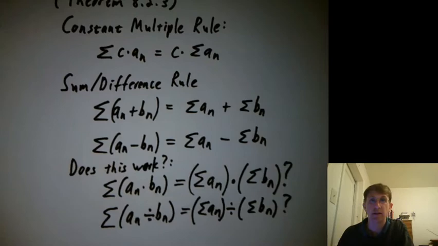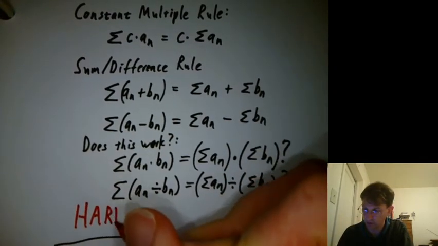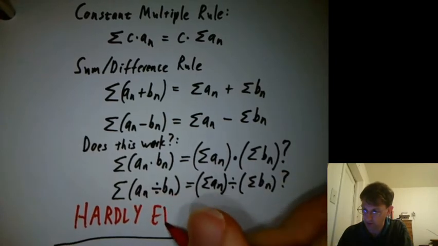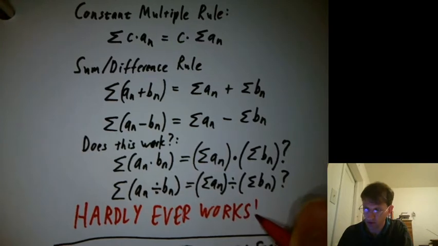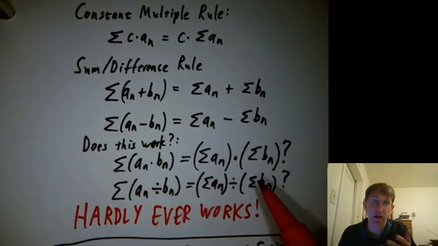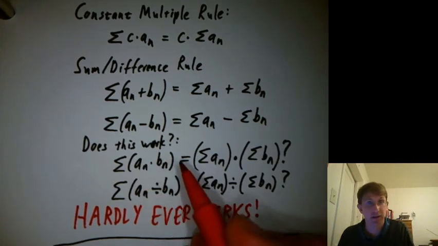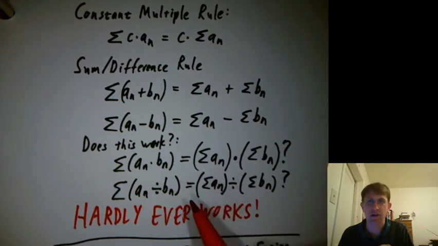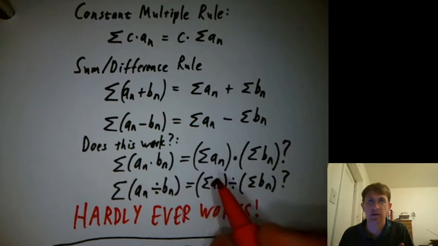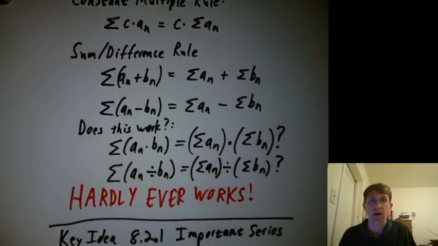The answer is this hardly ever works. So let's write that in big red letters. You can come up with examples where it's true, like if all the a's are 0 and all the b's are 0, then sure, the sum of the zeros times the sum of the zeros works out. But for any reasonable series that we're interested in, it's usually complicated enough that you can't just apply this rule. So that's something to watch out for.